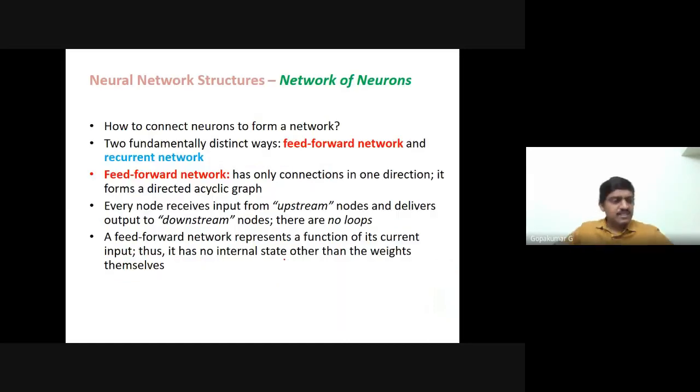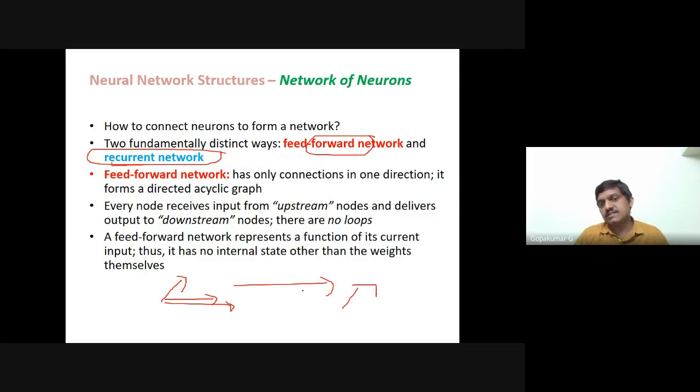Now there are different ways in which you can connect one neuron with other neurons, a collection of neurons. One is called a feed forward network, and another is called a recurrent network. A feed forward network is a directed acyclic graph. That means your connection is always from left to right only, from here to here, again here to here. You will not have a connection in the backward direction. That is a feed forward network.